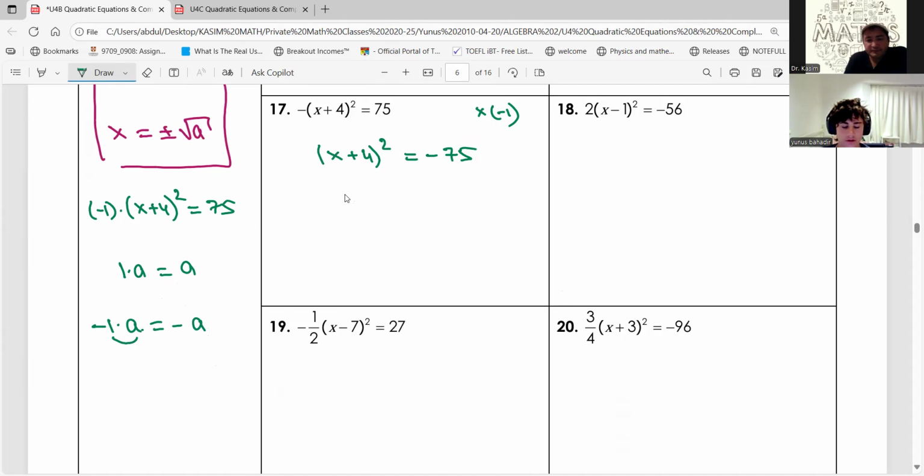Next, Yunus. So now you square root both sides. So x plus 4 equals plus or minus square root of negative 75. Okay. Now simplify the left hand side and move it forward to the right hand side. x equals negative 4 plus minus what?